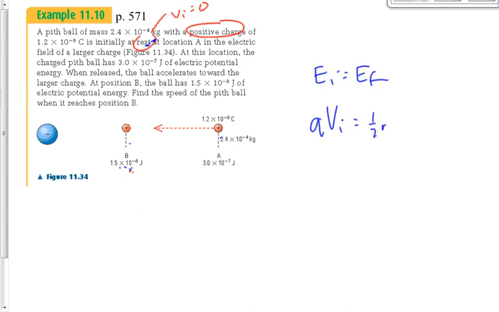1/2 mvf squared plus mgh. Well, no, it's not mgh. It's qv. It's like saying mgh equals 1/2 mv squared plus mgh, but we're subbing qv in for mgh. We're talking about a charge of 1.2 times 10 to the minus 8 coulombs. Multiply that by VI. What's VI? Oh, we don't know it, do we?